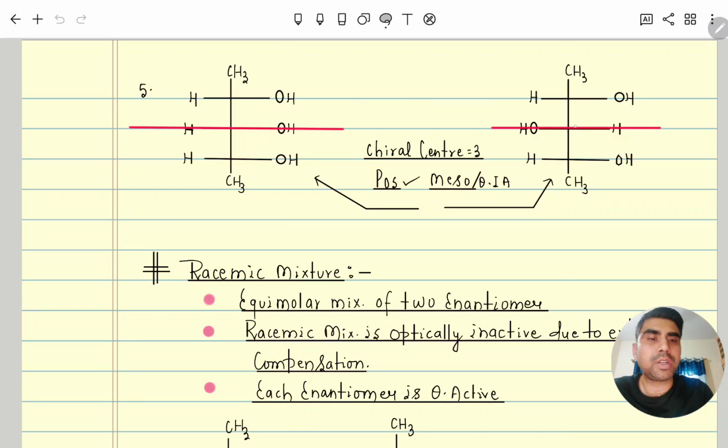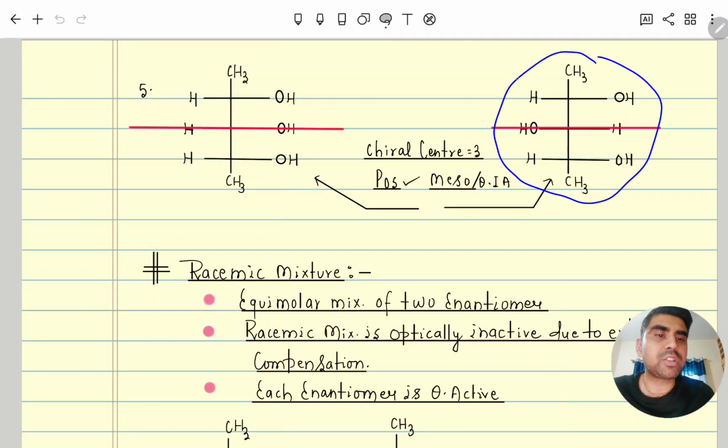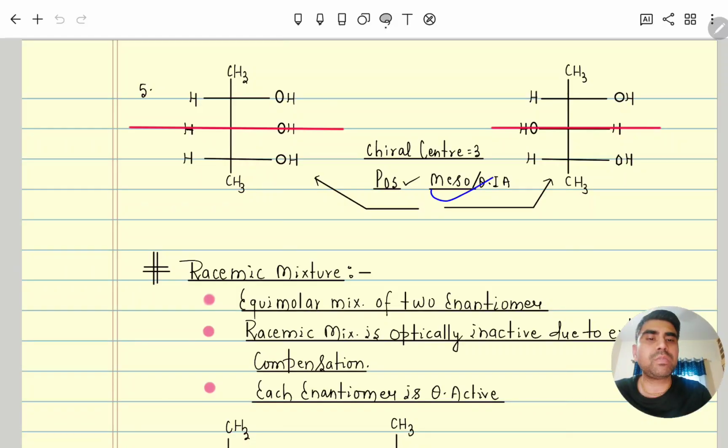Now coming to here, a plane of symmetry is there here also. Why? Because OH is here, OH is here. This OH and H will be cut half and half, so it has a plane of symmetry. So both are meso compounds. Even though it has 3 chiral centers, overall this molecule is achiral. Here also, overall this molecule is achiral, meaning meso, optically inactive.